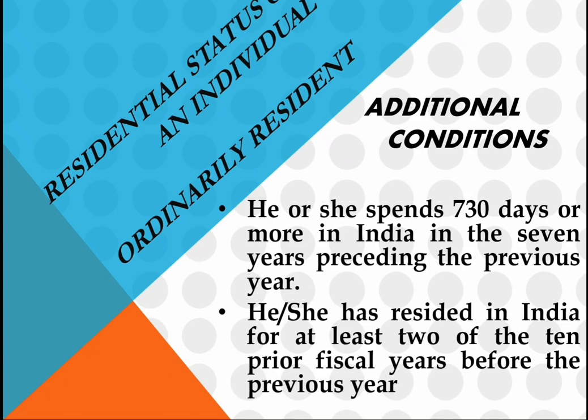That means under additional conditions, there are also two criteria. If a resident individual satisfies these two criteria, the individual is called an ordinarily resident. Otherwise, he is called a resident but not ordinarily resident.